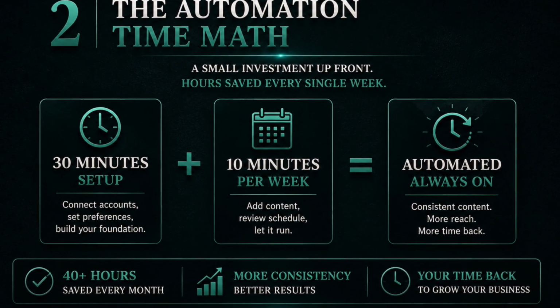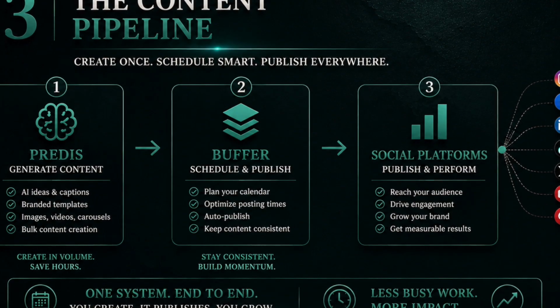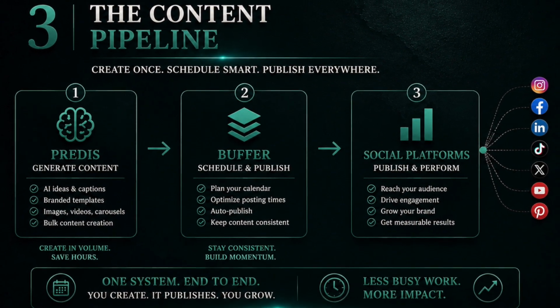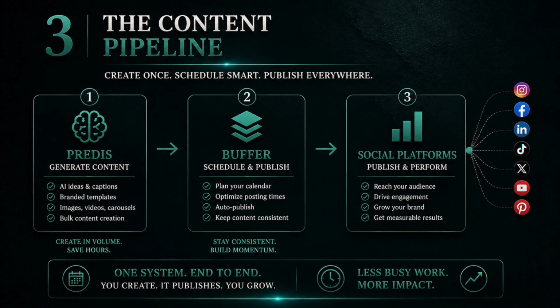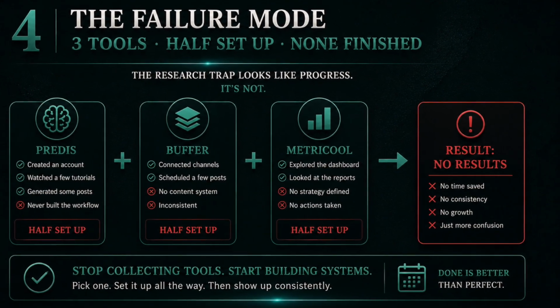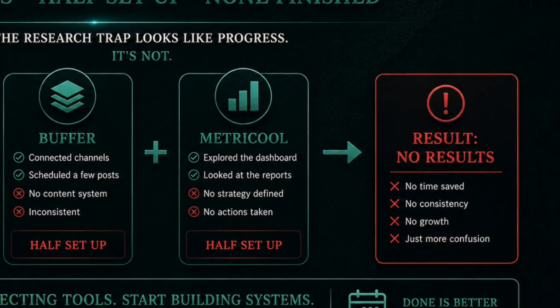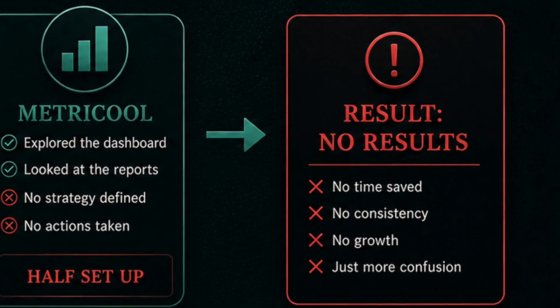One thing before I go. The reason most people fail at automating their social media isn't picking the wrong tool. It's picking 3 tools, half setting up all of them, and never finishing any of them. Pick one, set it up properly today, run it for 30 days. If it doesn't work for you, swap. But don't run more than one at a time. The whole point of automation is fewer things to manage, not more.